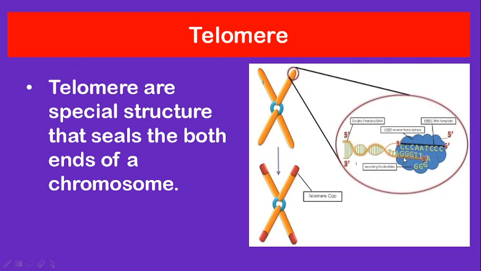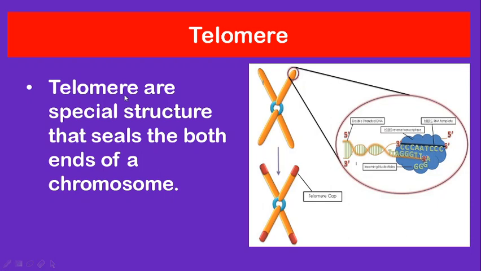So this TTAGGG means the telomerase will also have the complementary sequence. The corresponding complementary sequence will be present in the telomerase. This means the telomerase is composed of both the enzyme telomerase as well as the telomere RNA sequence, and the enzyme telomerase comprises this together.